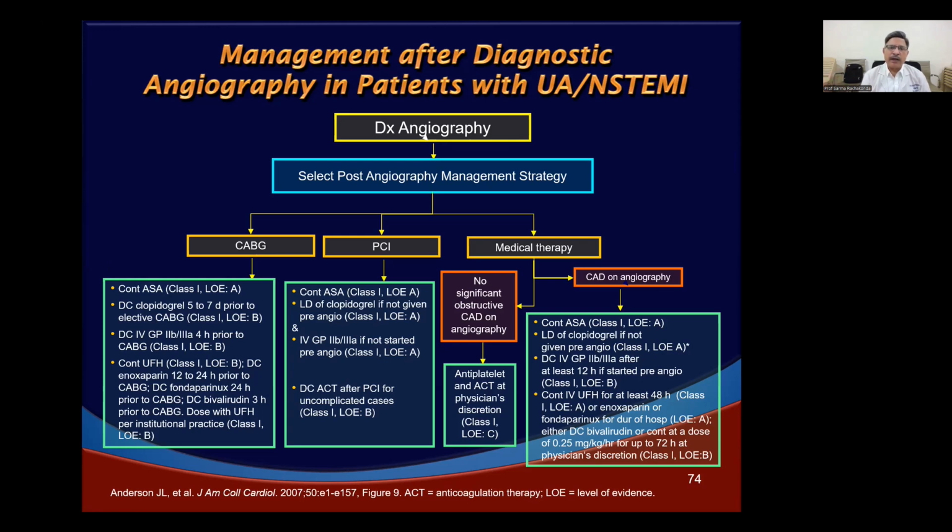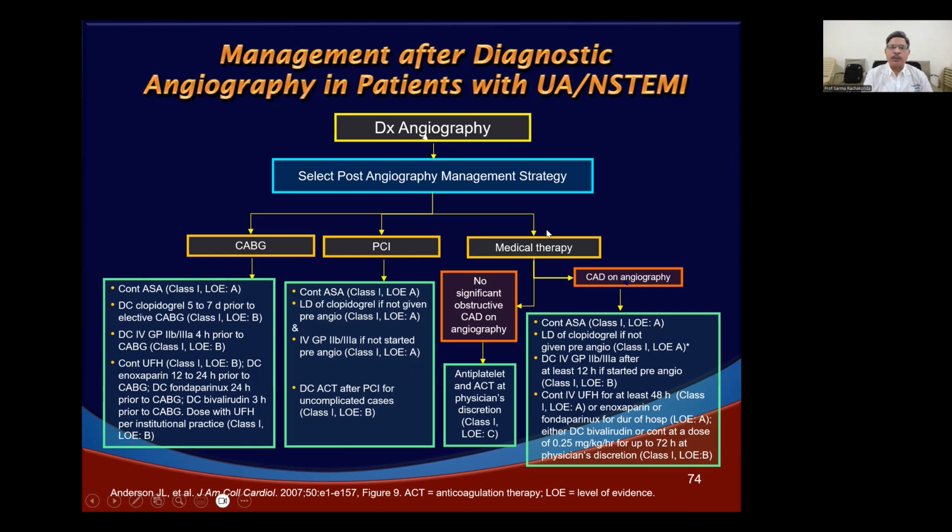Now, I have done the angiography and decided to do a plasty. That is PCI, percutaneous coronary intervention. Continue ASA, aspirin, low dose clopidogrel, and then GP2B3A we have to give because PCI is taken, and then discontinue anticoagulants after the PCI. No more anticoagulation after the PCI, but just continue the aspirin and clopidogrel. You have stented and the whole flow is restored.